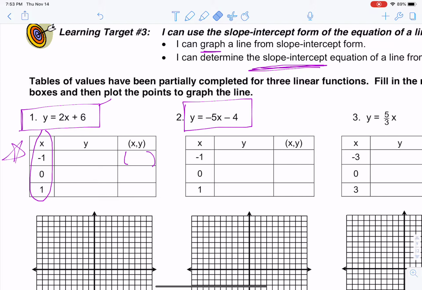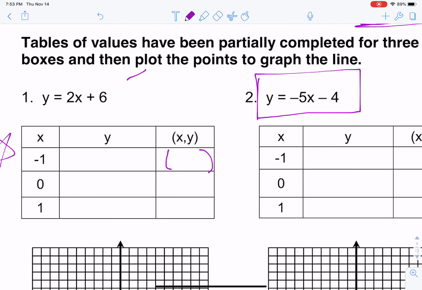So the first number we're going to plug in is going to be -1. Anytime I see an x, I'm going to plug in -1. So I'm going to start by writing y equals 2, and I'm not going to write x, I'm going to write -1, plus 6. So all I did was recopy this, but instead of writing x, I wrote a -1. So my x value is -1, and 2 times -1 plus 6 gives me 4.